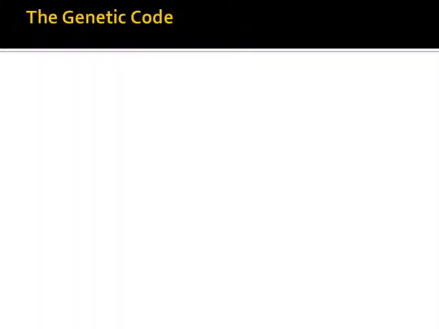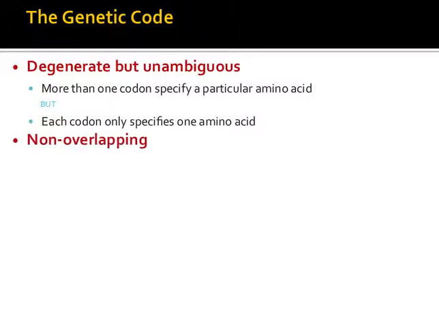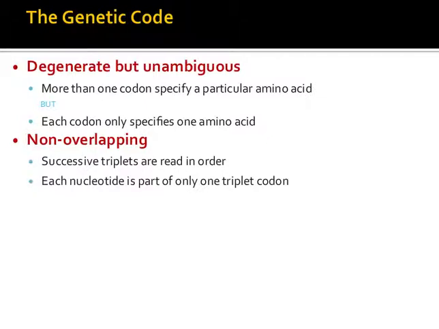There are 4 main characteristics of the genetic code that you should be familiar with. One is that the code is degenerate in the sense that more than 1 codon specifies a particular amino acid. This doesn't mean that the code is ambiguous. Each codon only specifies 1 amino acid. The code is also non-overlapping, so successive triplets are read in order, 3 nucleotides at a time.